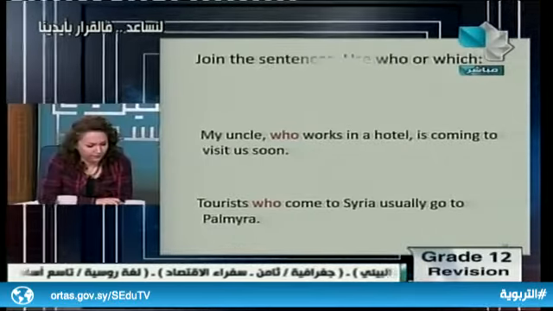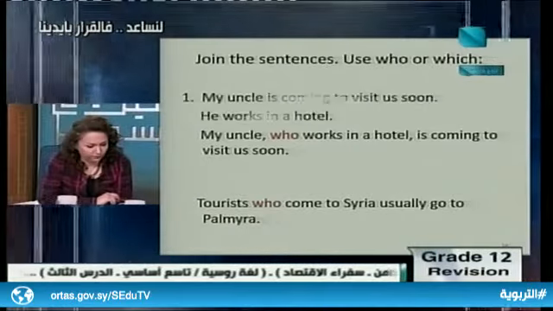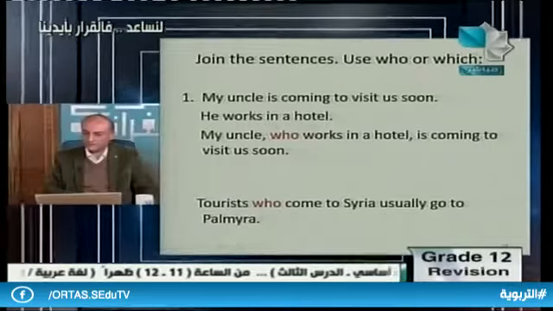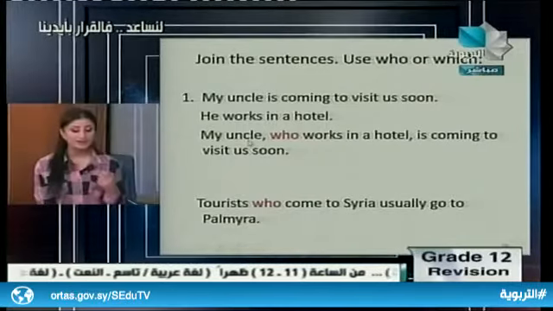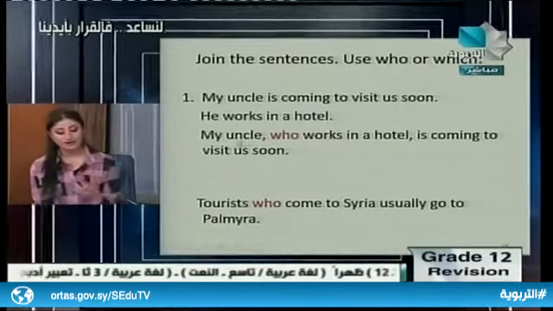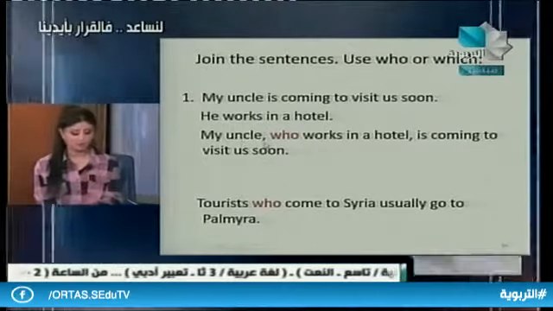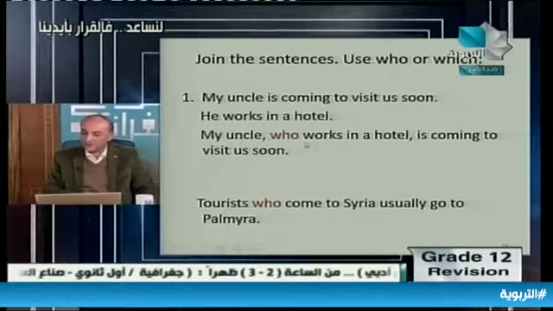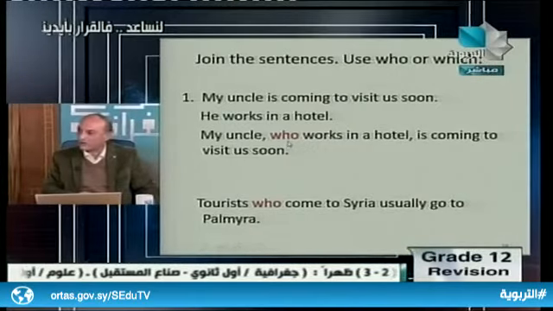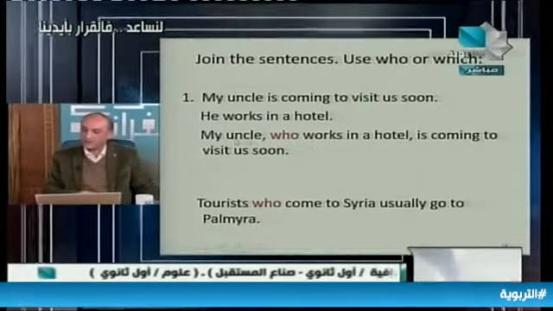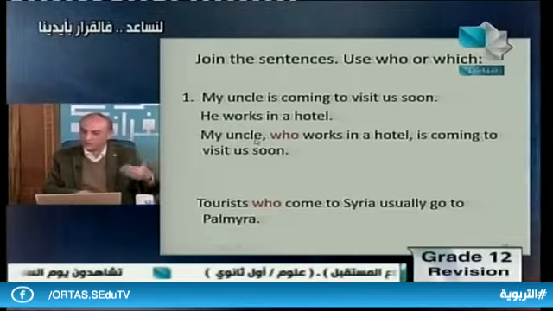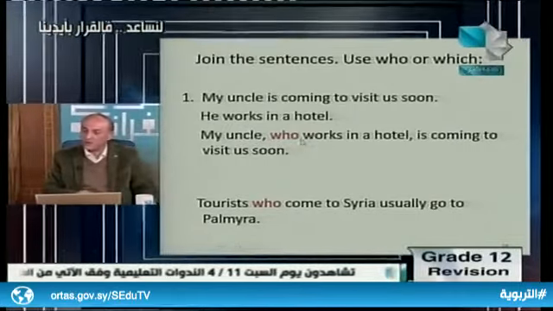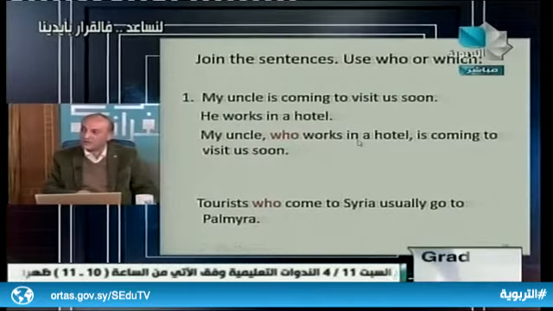We have another example. Join the sentences, use who or which. Number one, my uncle is coming to visit us soon. He works in a hotel. In this example, we have extra information because when I say my uncle, it's known. So the relative clause here is not used to define my uncle, because my uncle is well known to me and to you. So there is no need.